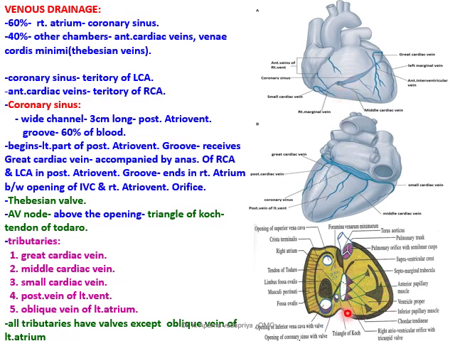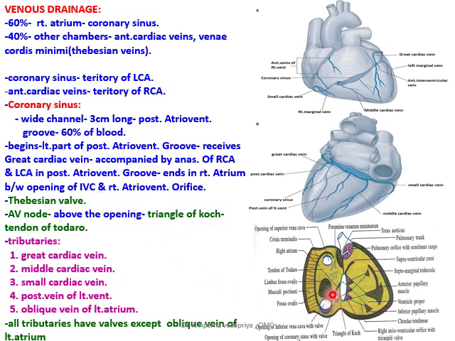This is the cut section. This is the right atrium. This is the right ventricle. So this coronary sinus is opening into the right atrium. This is the coronary sinus opening between the inferior vena cava opening and the right atrioventricular orifice. And this coronary sinus, which is opening into the right atrium, is guarded by the Thebesian valve.